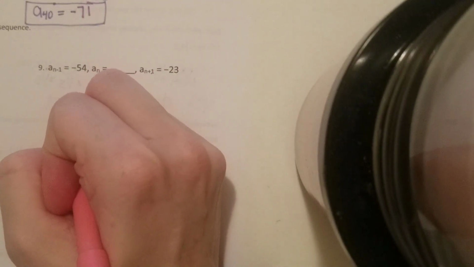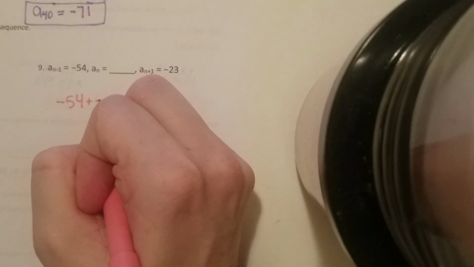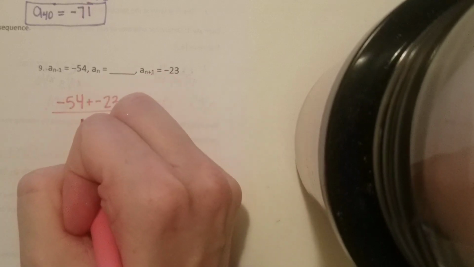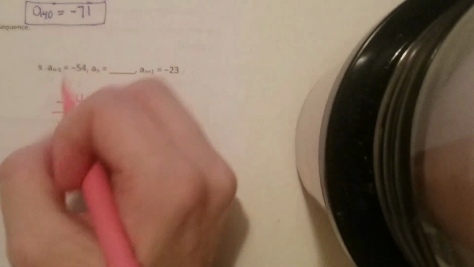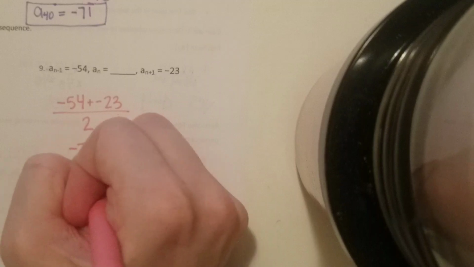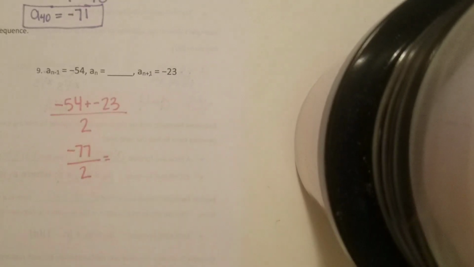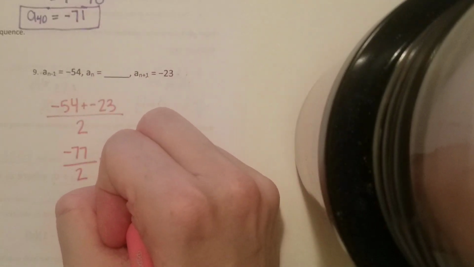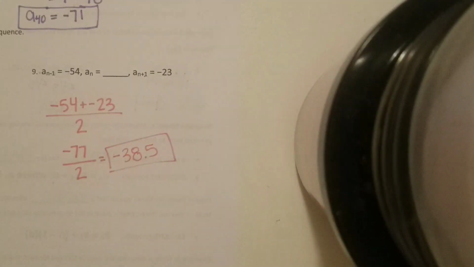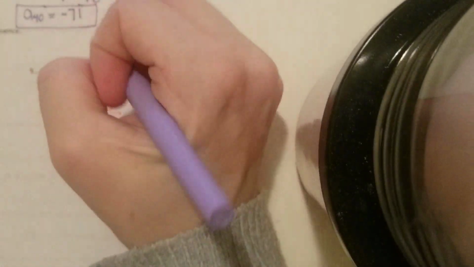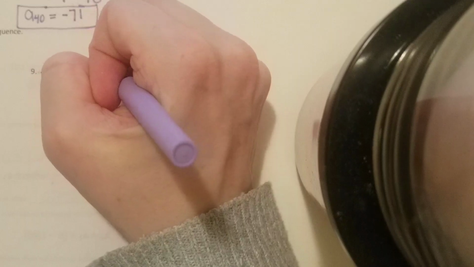You just take your two numbers, negative 54 plus negative 23, and we're going to divide it by 2. So negative 54 plus negative 23 is equal to negative 77 over 2. And negative 77 divided by 2 is negative 38.5. And so then the spot right here would be negative 38.5.